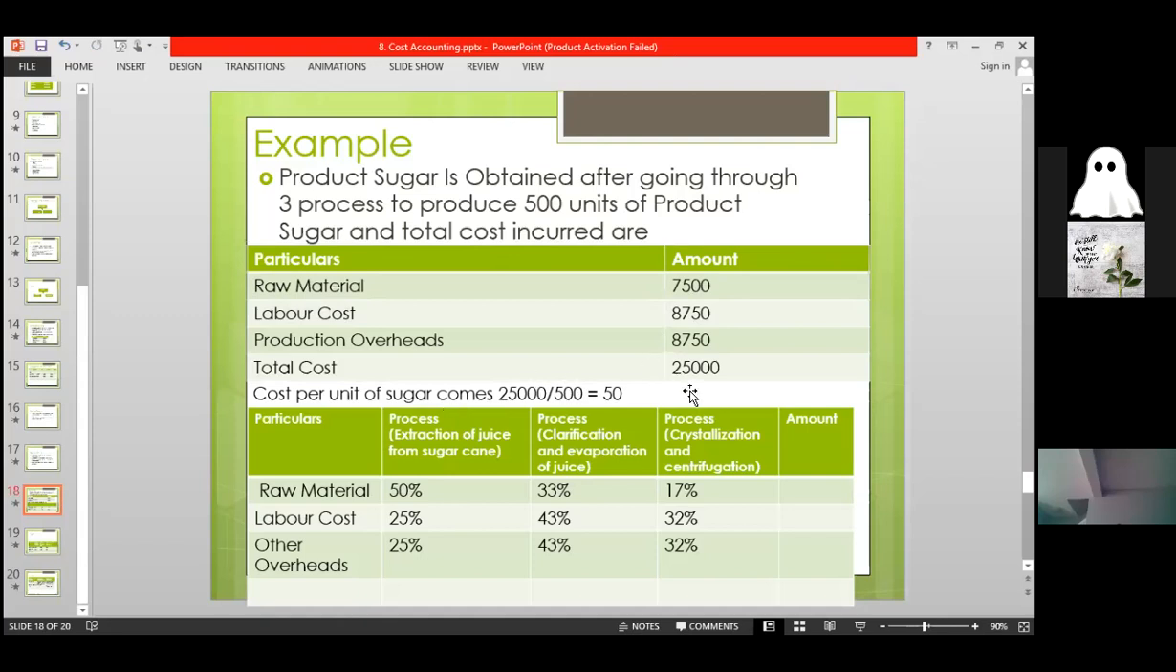Then once you do that, we will do the per unit cost also. Since there are 500 units given here, that it goes through three processes to produce 500 units, we will also calculate the per unit cost for our product.